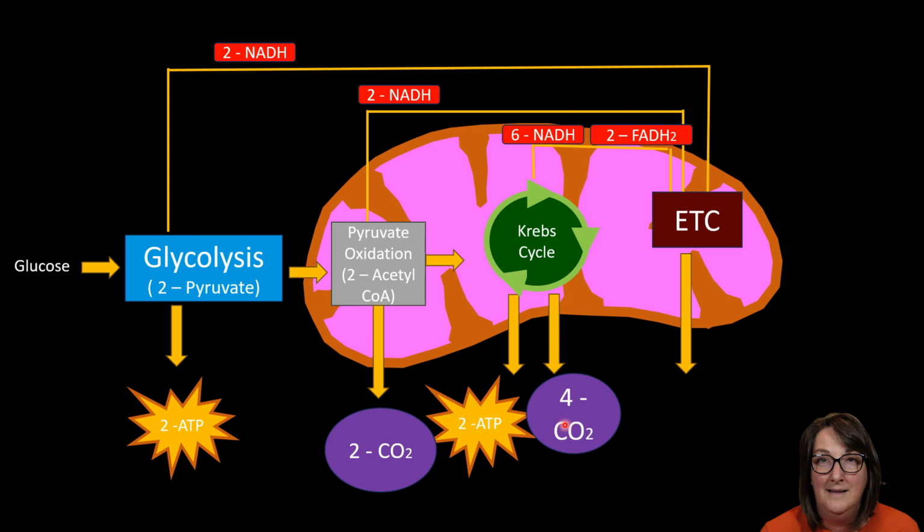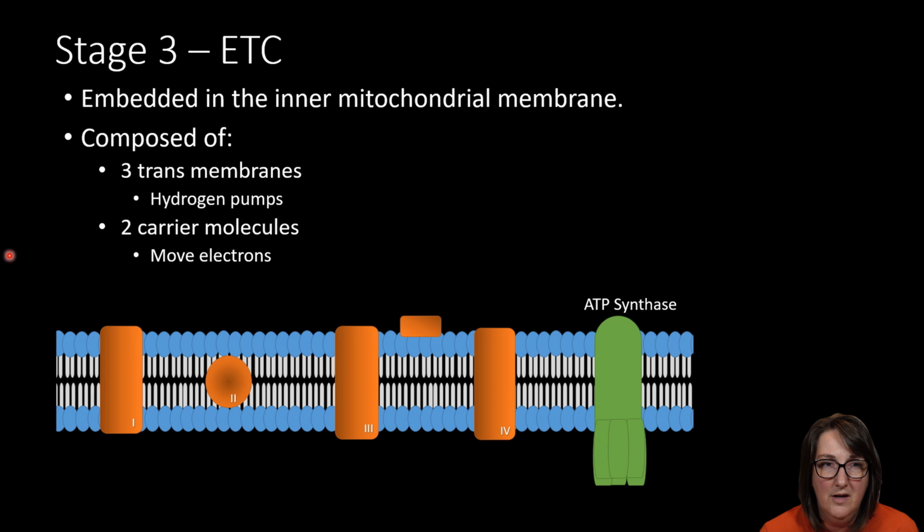All right. Let's go to the ETC. So this is the last stage. This is going to be where I have them embedded in this inner mitochondrial membrane. These are proteins that are embedded in this membrane of the mitochondria. I'm going to have 3 transmembrane proteins. These go past and through the membrane. And I have 2 carriers. This is going to be carriers that are going to help move my electrons through this ETC.